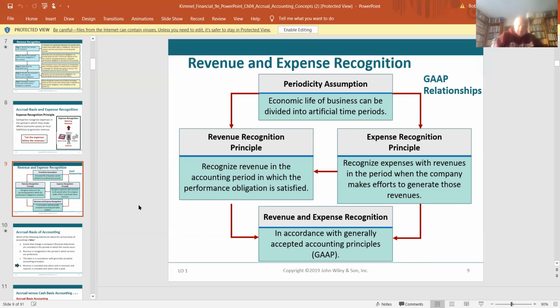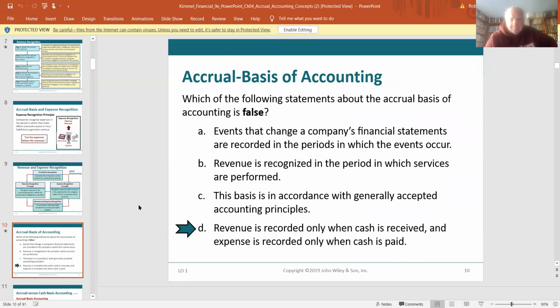You might hear somebody say that they have a company and they run it on a cash basis of accounting. We don't teach cash basis of accounting here. It's not GAAP. If you go on a cash basis of accounting, you're going to cash basis yourself out of business because you'll never be able to come up with decent financial statements.